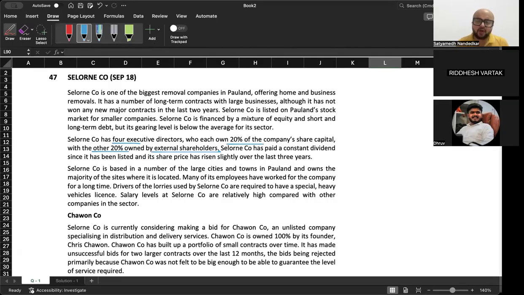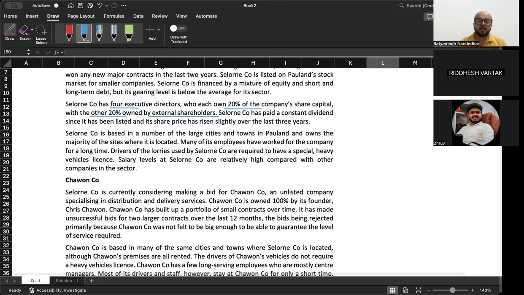Selorne Company has paid a constant dividend since it has been listed, and its share price has risen slightly over the last 3 years. Selorne Company is based in a number of large cities and towns in Poland and owns the majority of the sites where it is located. Many of its employees have worked for the company for a long time. Drivers of the lorries used by Selorne Company are required to have a special heavy vehicle license. Salary levels at Selorne are relatively high compared with other companies in the sector.